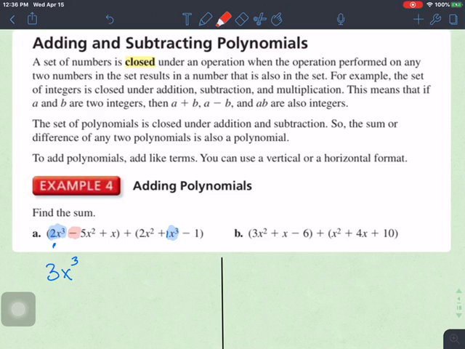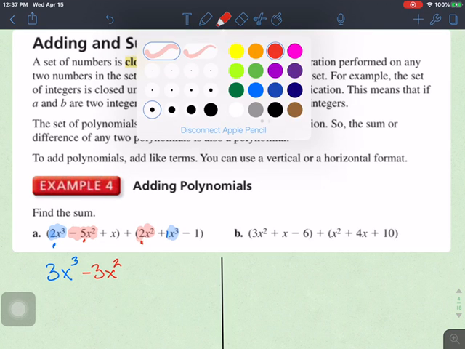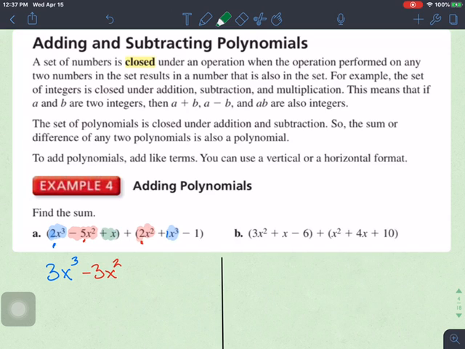We have a negative 5x squared here. Remember, we always want to pull the sign to the left of the leading coefficient and look at it that way, and we're adding that to 2x squared. And so really what we're doing is we are adding the 2 and the negative 5, and that makes a negative 3x squared.